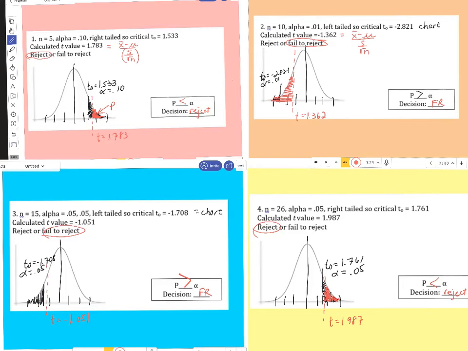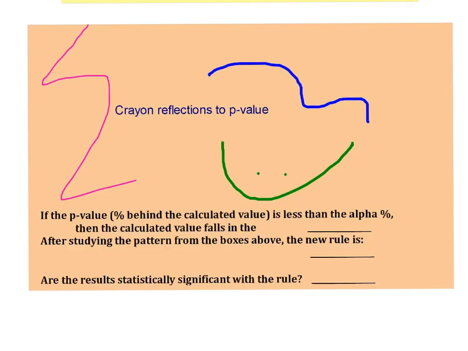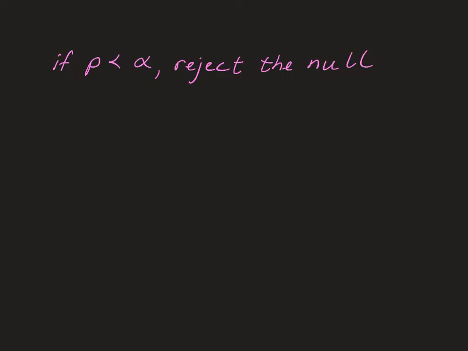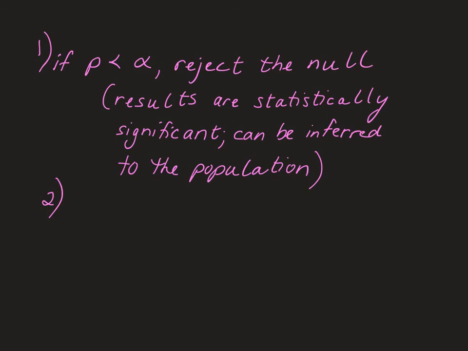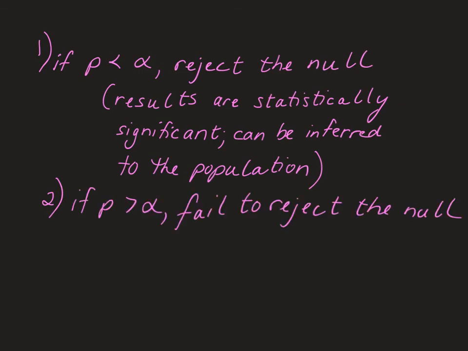Try to build the rule, which will say, if p is less than alpha, reject the null. This means your results are statistically significant and they can be inferred to the population. Part 2 of our rule, if p is greater than alpha, we need to fail to reject the null. The results are not significant. They are only in the sample.